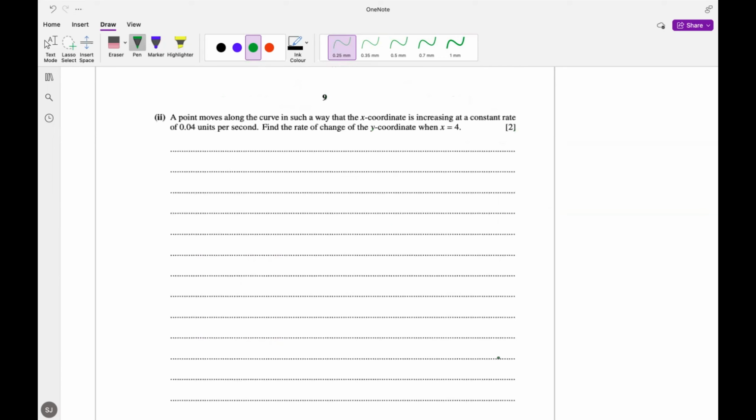In part 2, it is saying that a point moves along the curve in such a way that the x coordinate is increasing at a constant rate. So x is increasing at a constant rate. It means that dx by dt is given as 0.04. We have to find the rate of change of the y coordinates. So we are looking to find dy dt, which is an unknown.